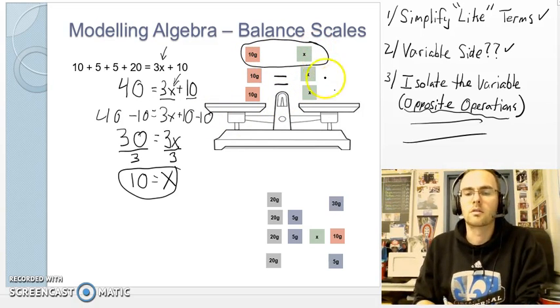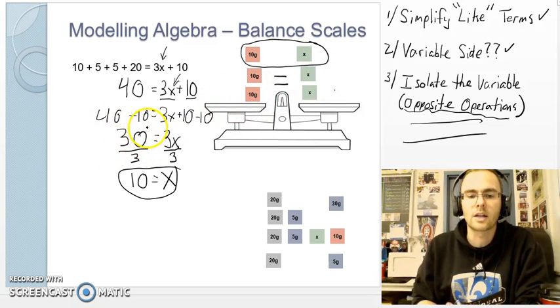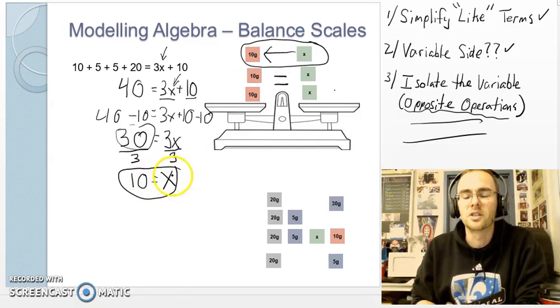So I had here 3x equals 30. Well, I split these 30 blocks, or the 30 block, into 3 10s. So therefore, each x is going to equal 10 grams. And that's, I guess, how you kind of show division using this strategy. But that's our final answer. X equals 10.